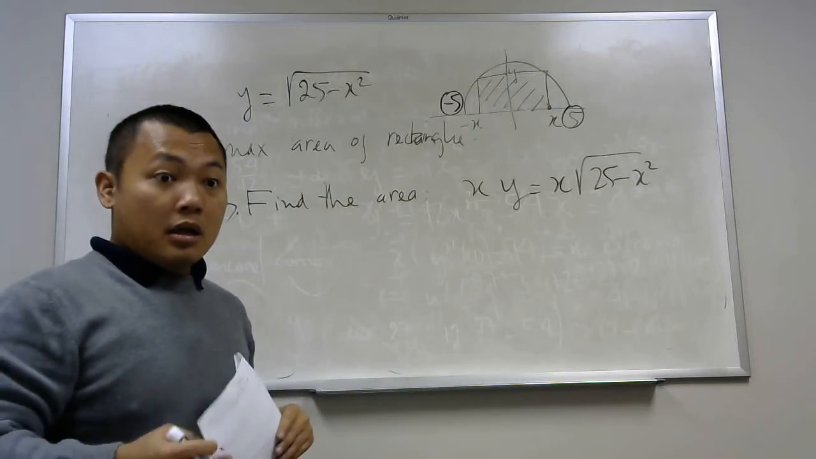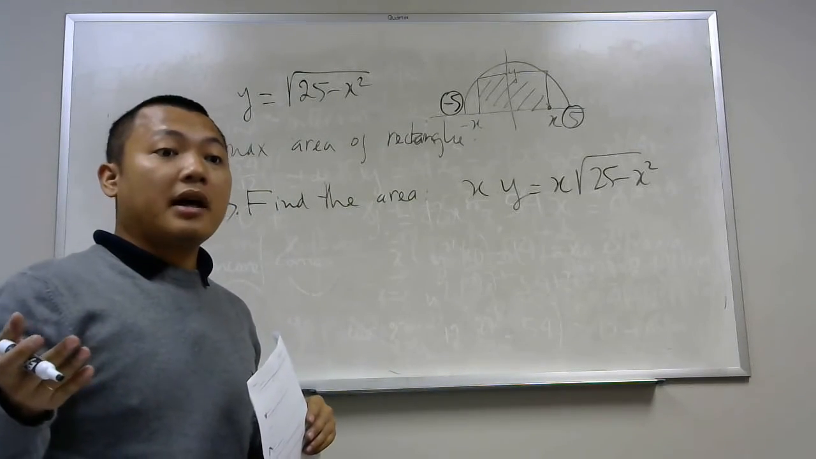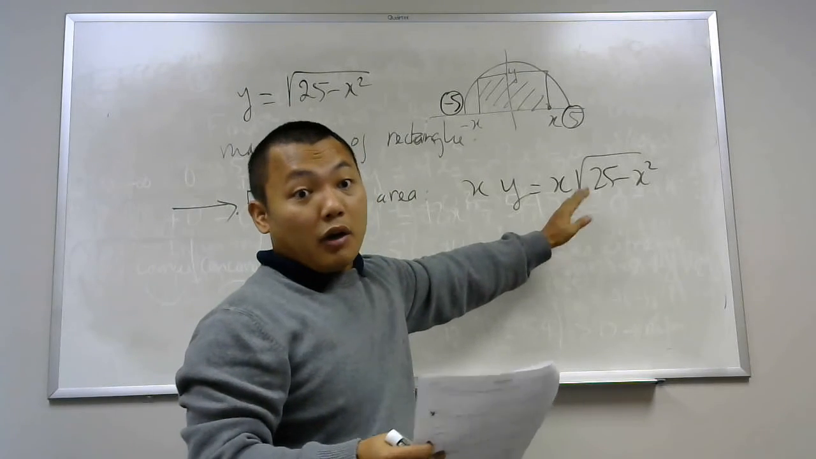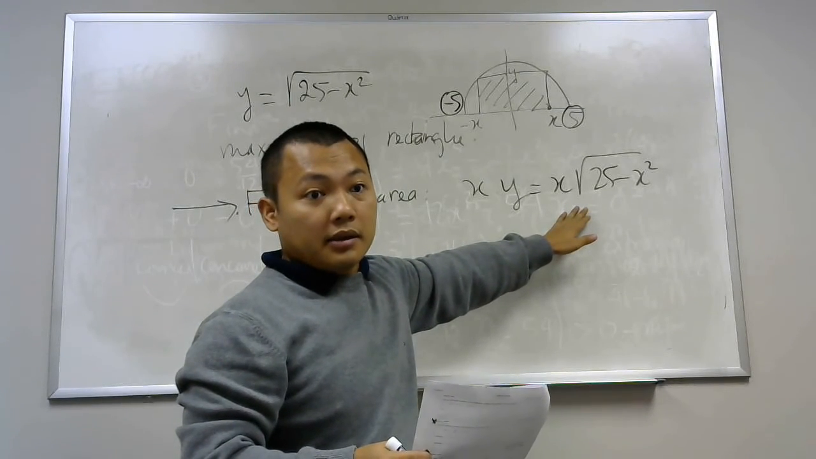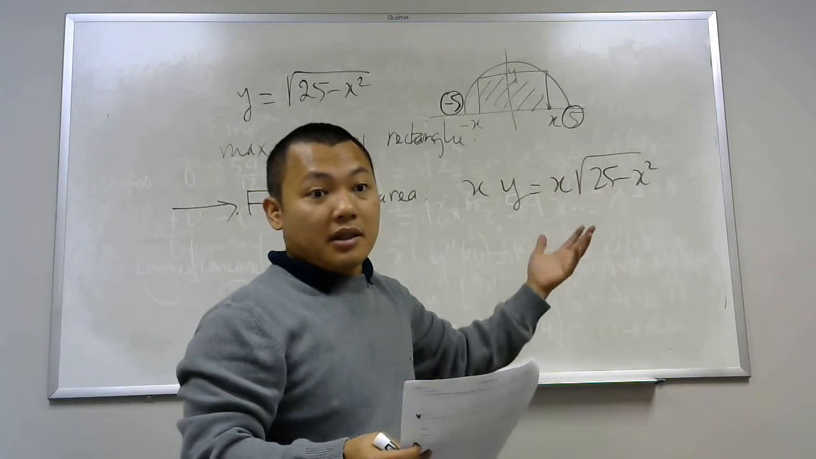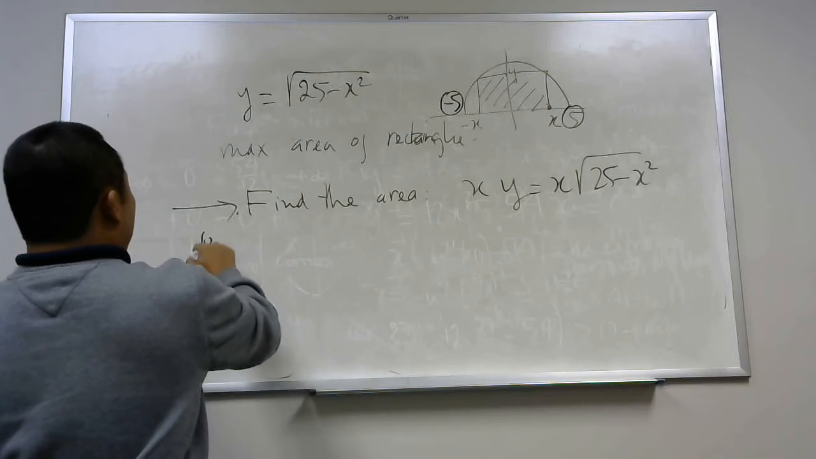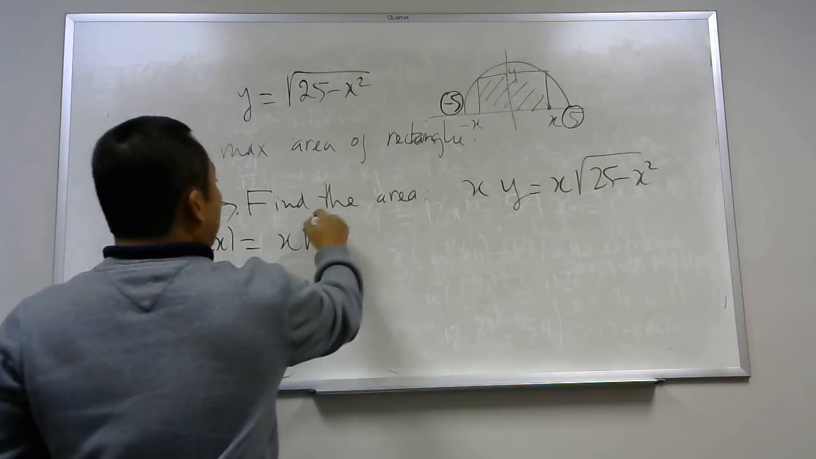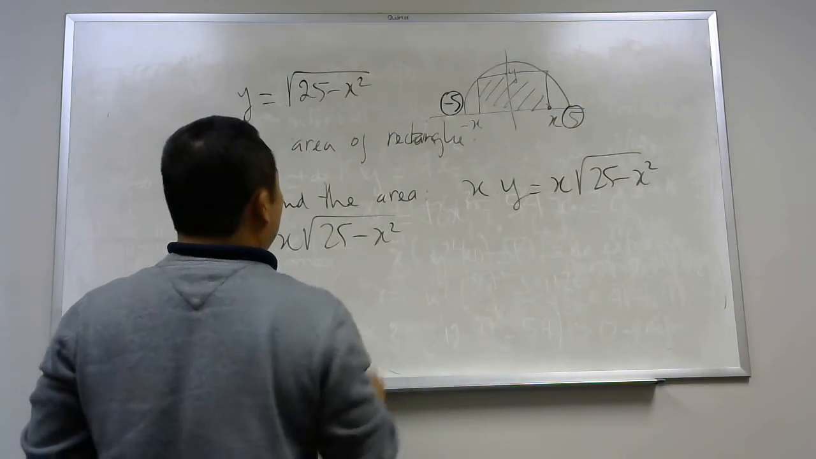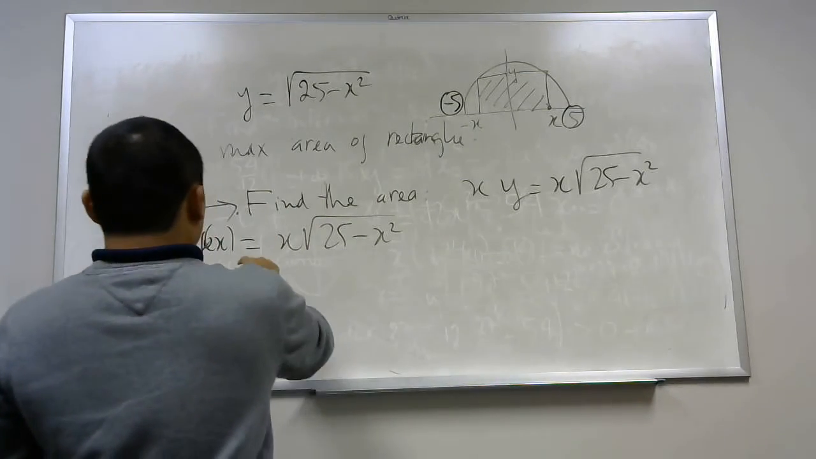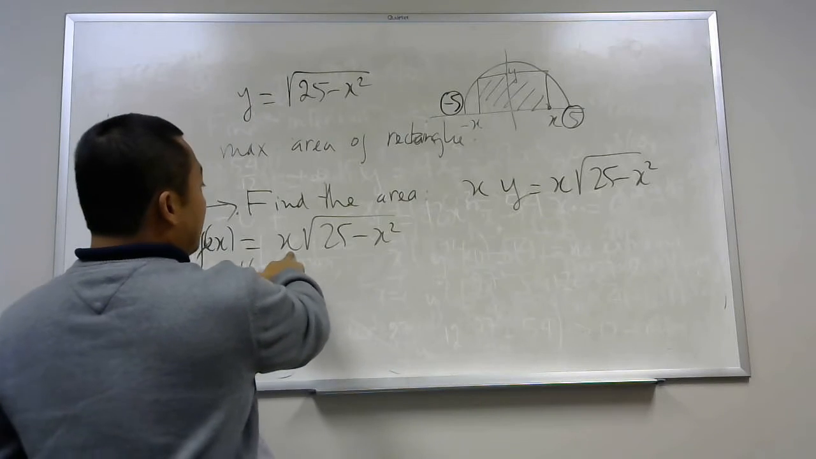Makes sense? So that means we have to find the derivative of this function, find all critical points, right? And then see where the function is maximum. So let's say f of x equals x times the square root of 25 minus x squared. Let's find the derivative of this function. f derivative of x is equal to, product rule, right?